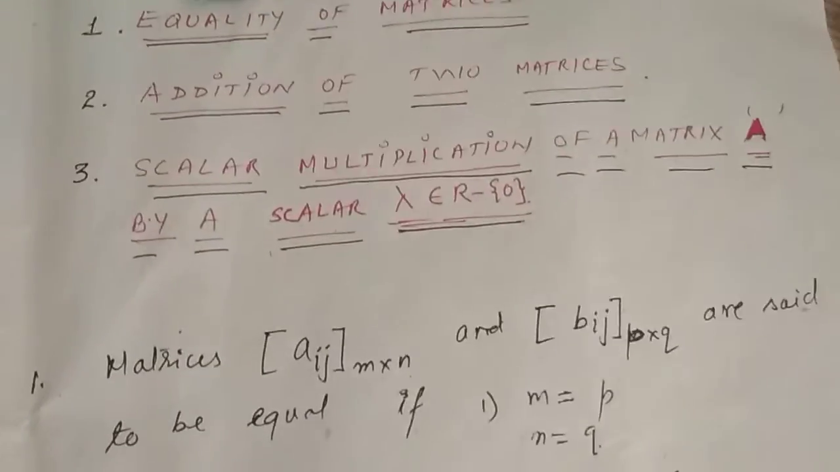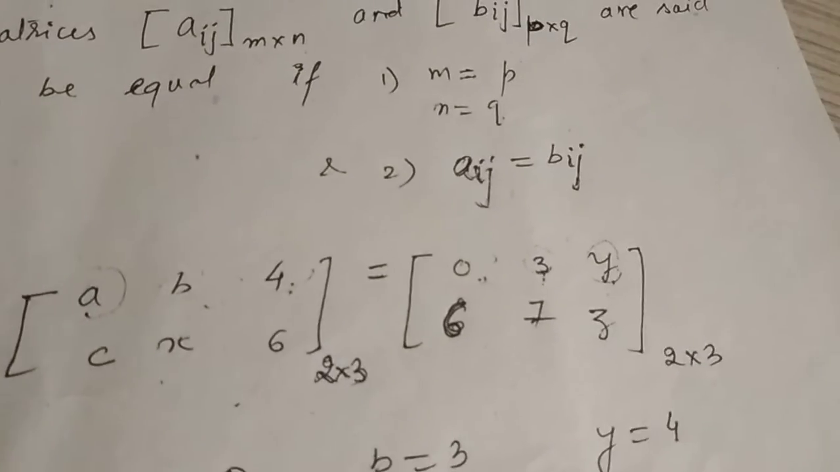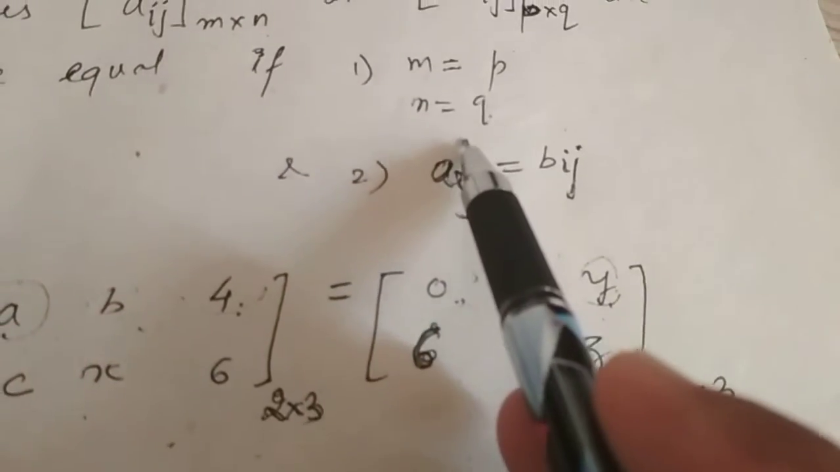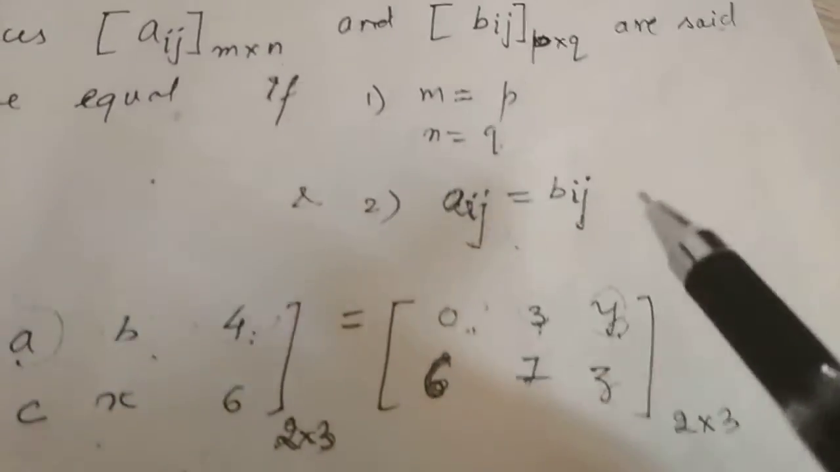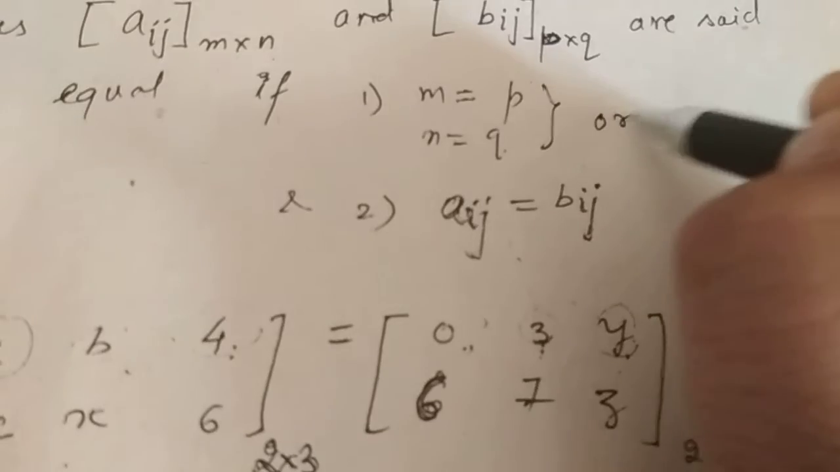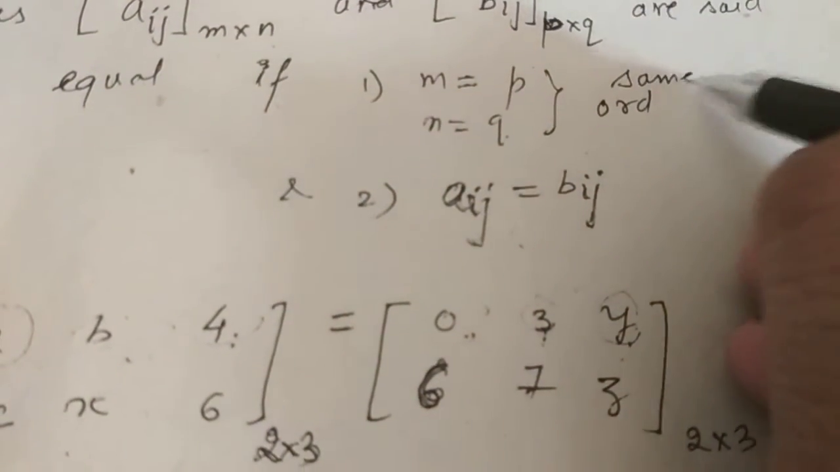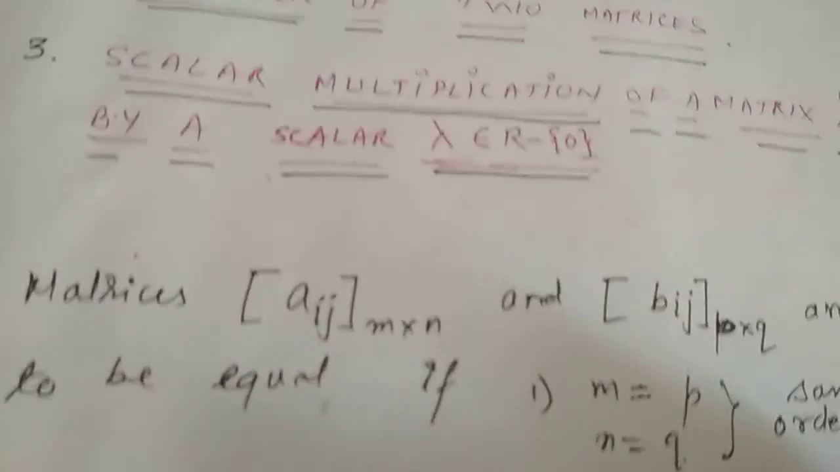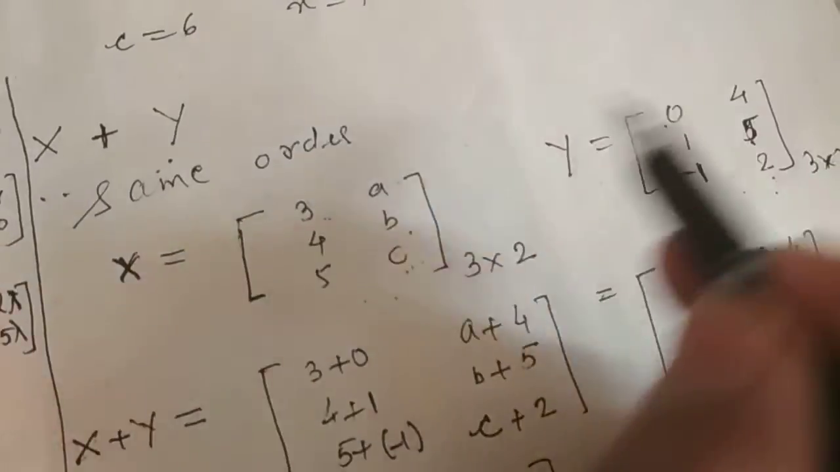All the three topics. Equality of matrices. Two matrices are said to be equal if and only if their corresponding elements are equal. This is an example which we have done. What is the condition? Basically their order should be same, and then corresponding elements must be equal. We'll write like this: same order. They should have same order and their corresponding elements must be equal. Then we have addition of two matrices. Two matrices of same order can be added up. If they have same order, then the corresponding elements can be added up.